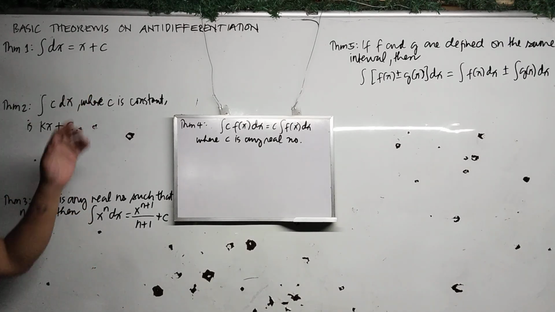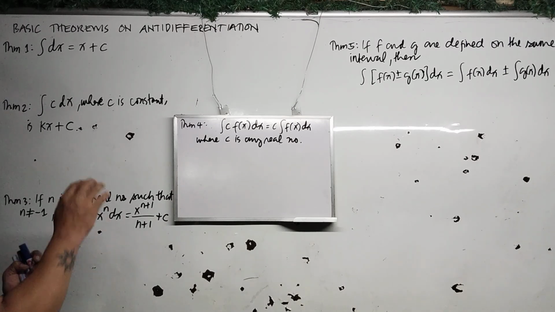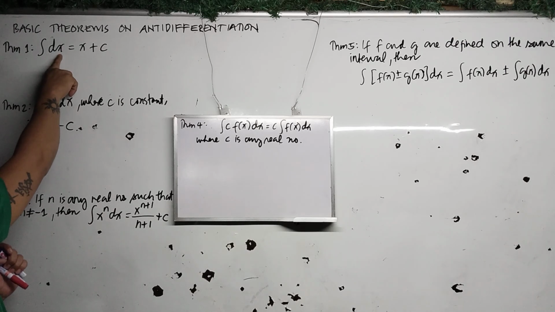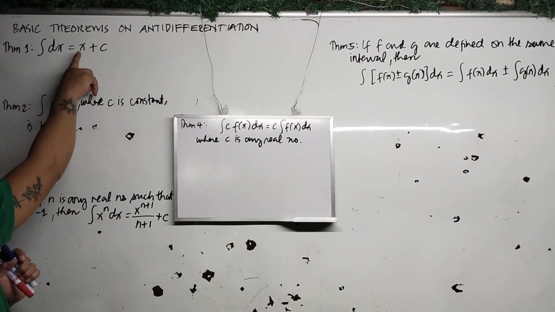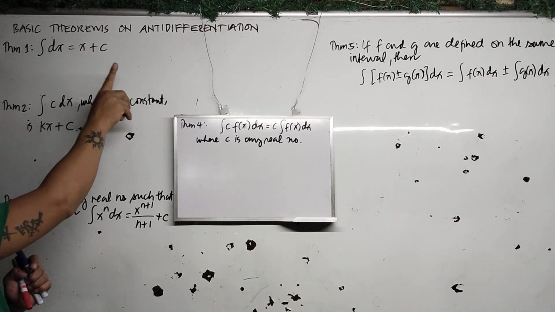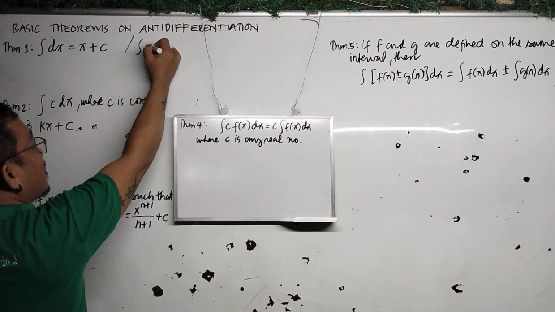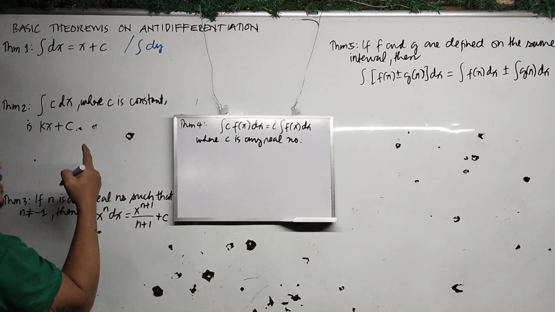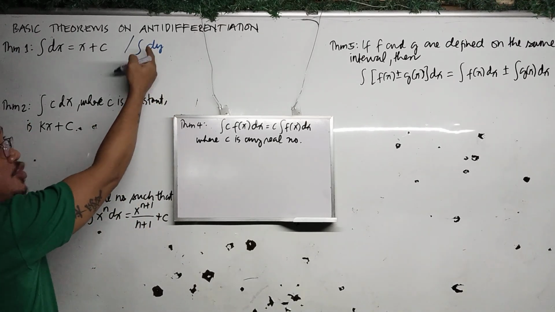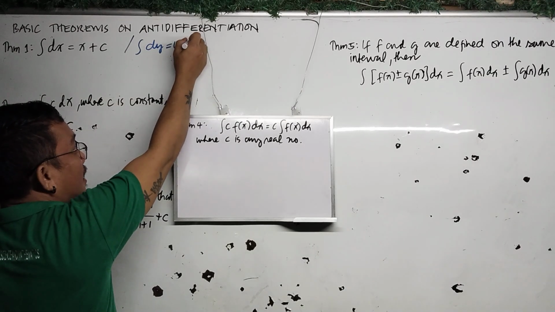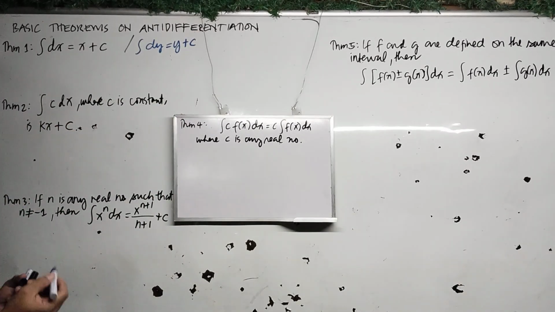Now, in this theorem, the variable of integration we use is x. Meaning to say, since we use x as the variable of integration, the answer is x, then plus c. If you see the integral of dy, of course, since y is the variable of integration, the answer would be y, then plus c. That simple. Okay?